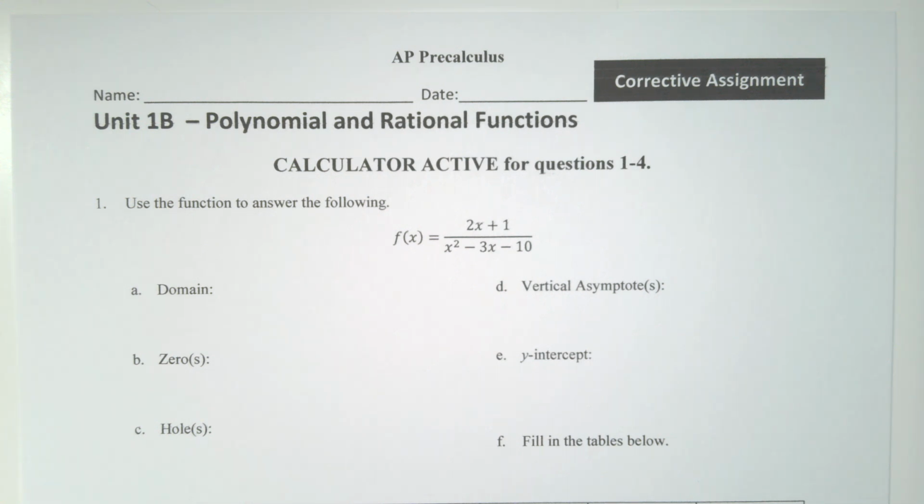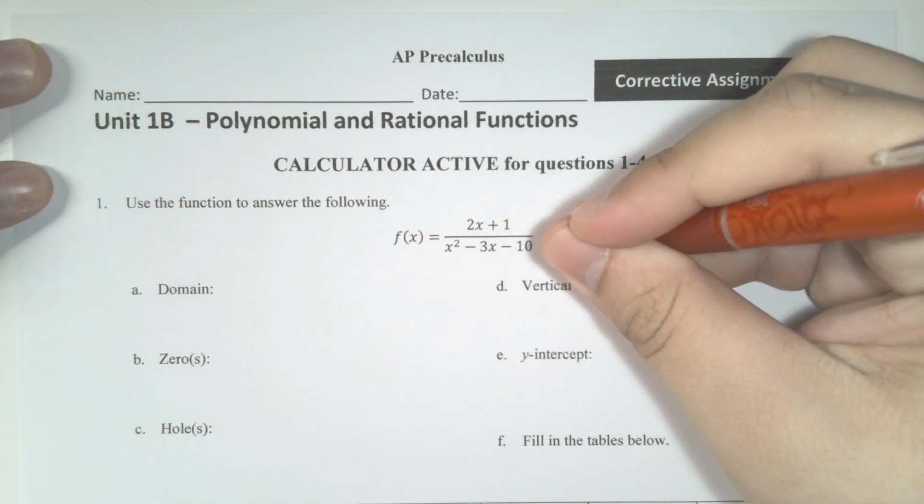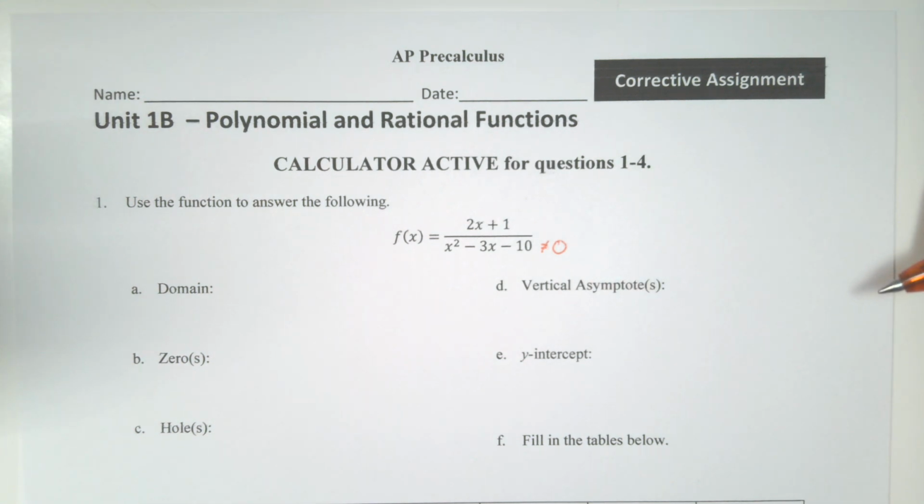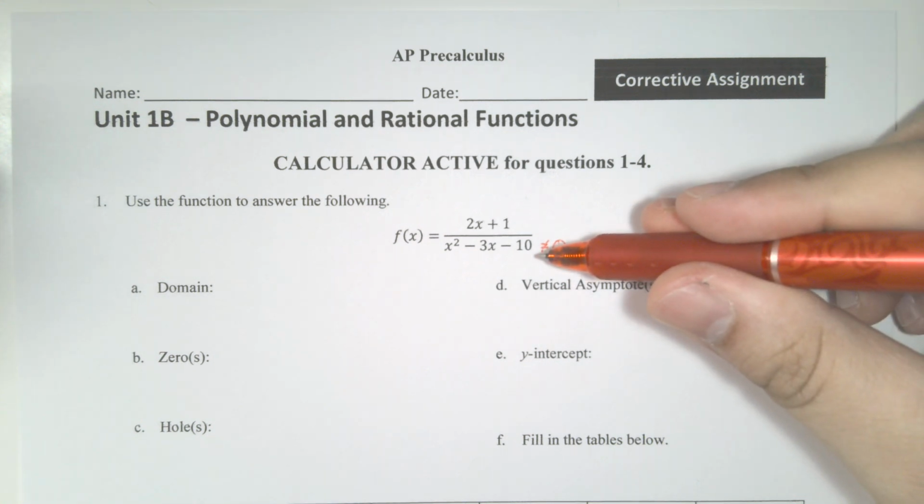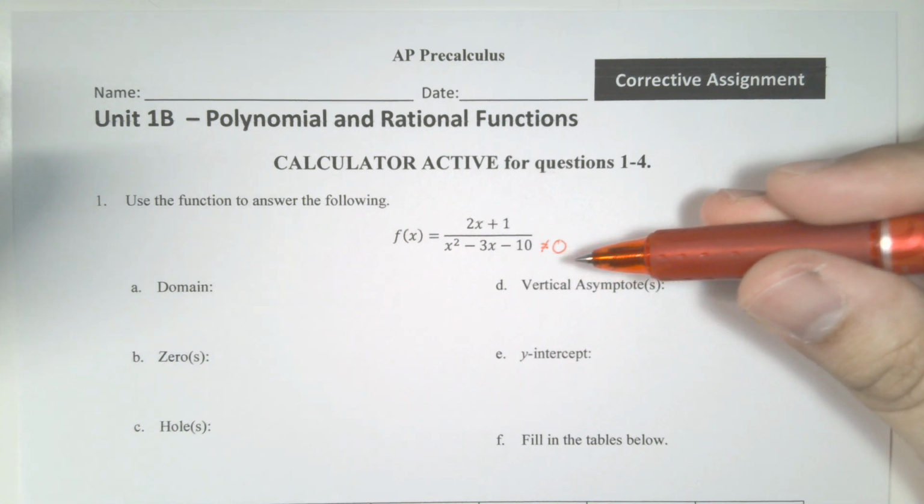So we want to find the domain of this function. If we're going to find the domain, we have to figure out where this function cannot be equal to 0 on the bottom. The reason we want to do that is because we can't divide by 0. So wherever the denominator here is equal to 0, that's going to give us an issue.